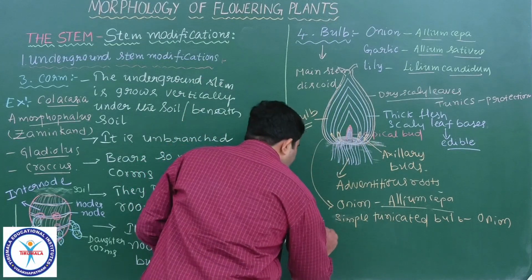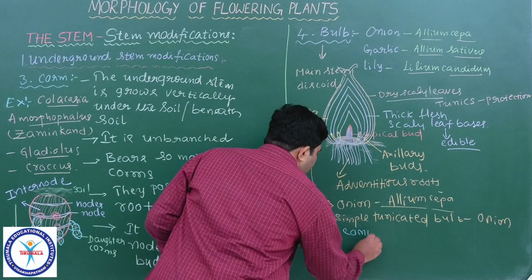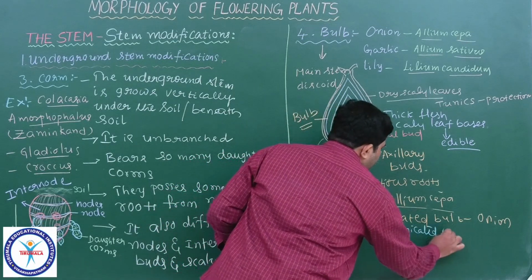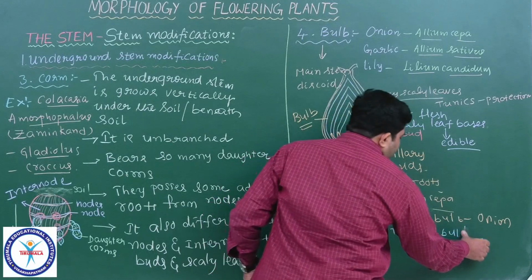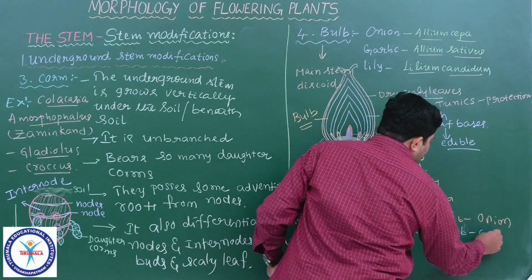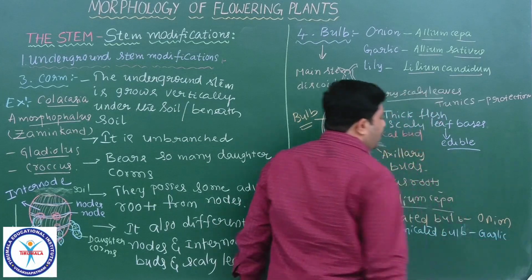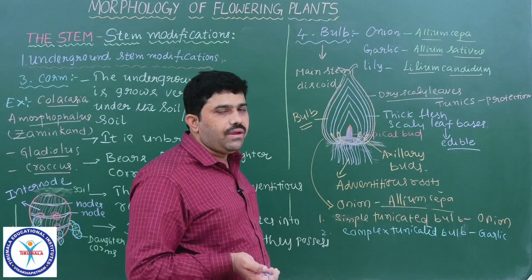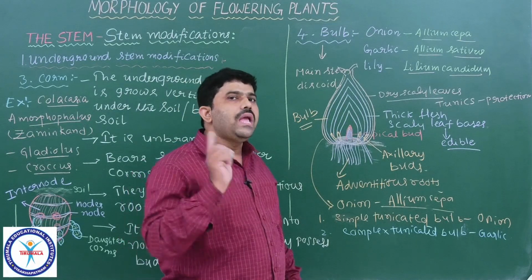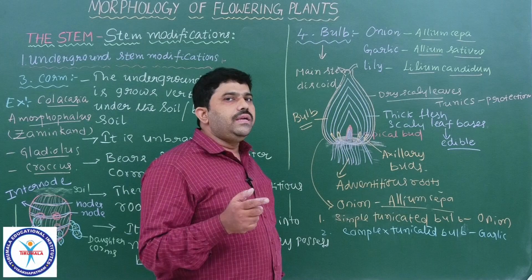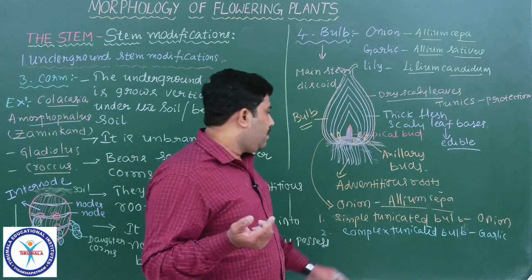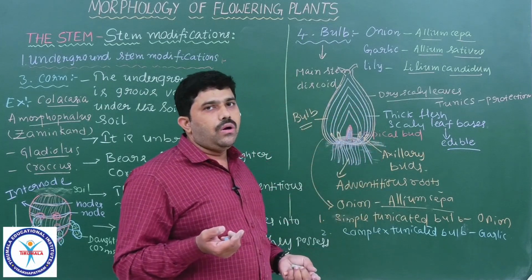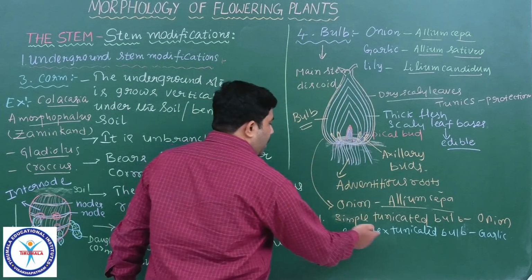The second one is the complex tunicated bulb, which we see in garlic. In garlic, we have a number of bunches of bulblets developing. Around each and every bulblet, there is an individual membranous sheath-like structure. But in onion, a single membranous sheath-like structure covers the inner portion of the bulb. So here it is a complex tunicated bulb.